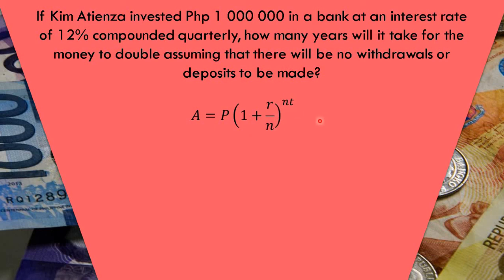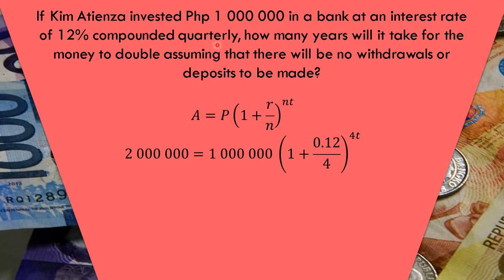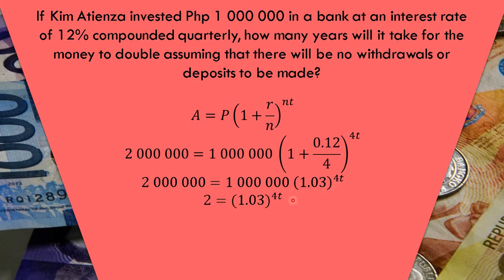Okay, so we have here compounded quarterly. So we have n equals 4. So principal is 1 million, and the maturity value, since we are saying that it is doubled, so therefore 1 million will become 2 million as the maturity value. Okay, so next, the rate 12%, 0.12, and the missing is time. Okay, so we will just substitute all the information. 2 million equals 1 million times 1 plus 0.12 over 4 raised to 4t. Then simplify first. So we have 2 million equals 1 million times 1.03 raised to 4t. So we have 2 equals 1.03 raised to 4t.